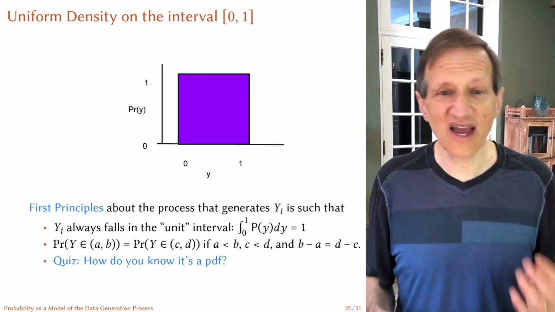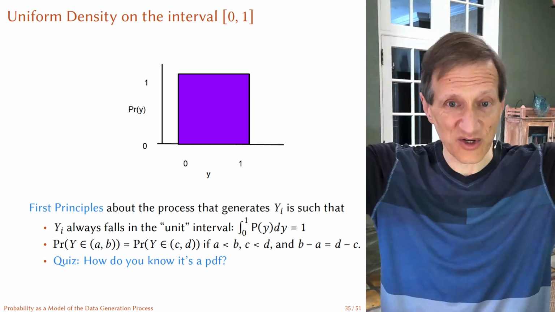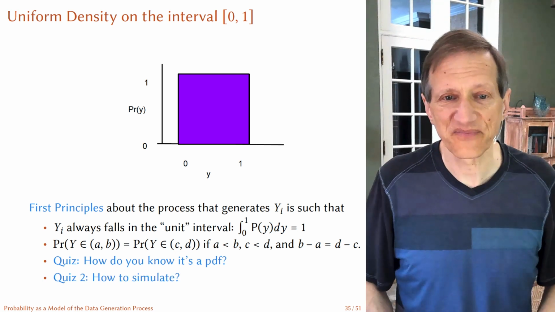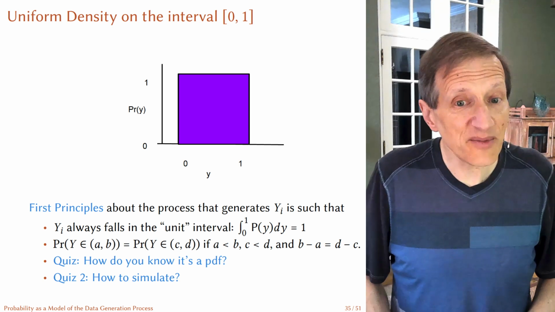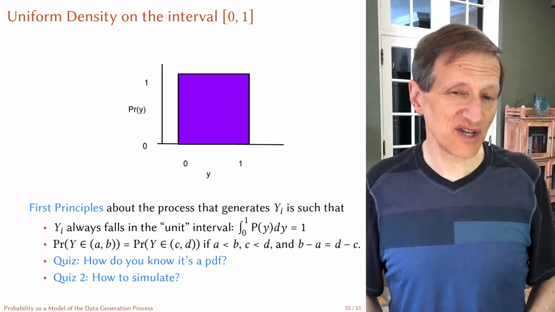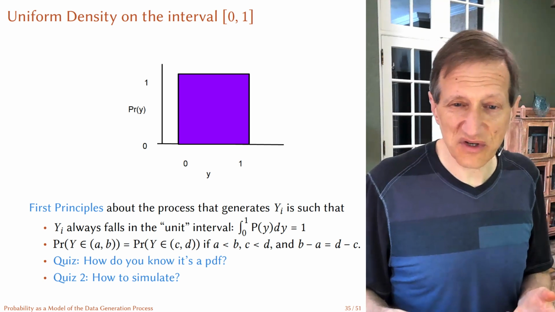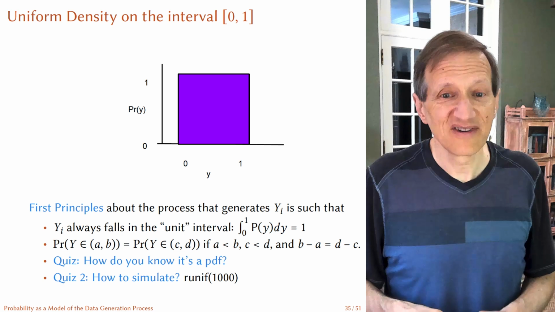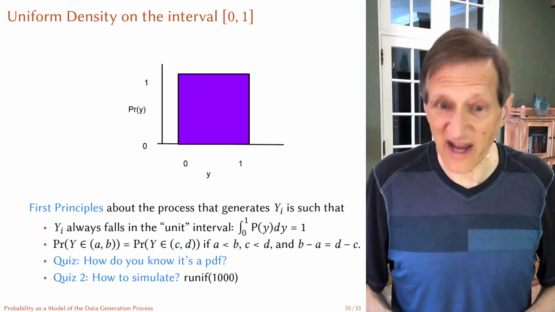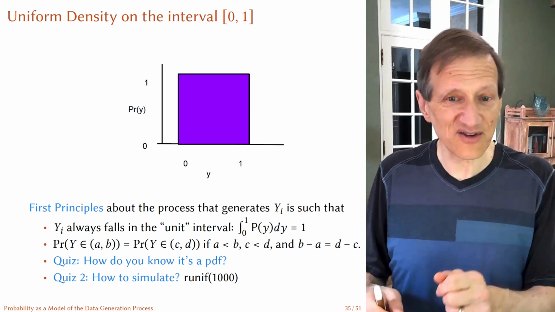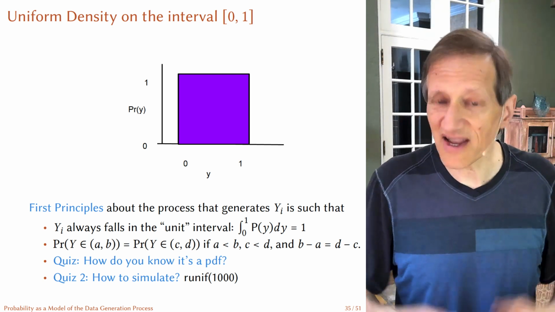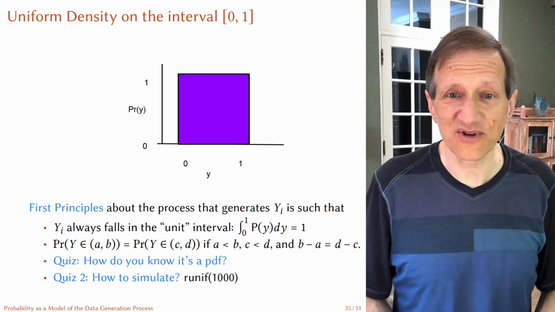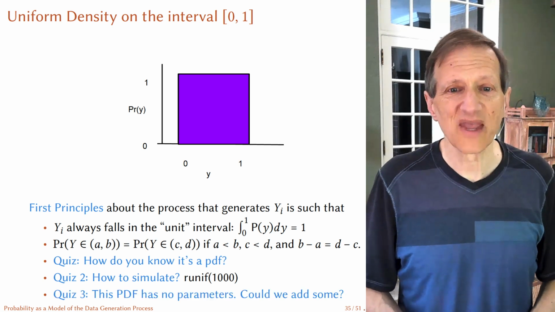How do you know it's a PDF? Again, that purple area is always above 0, and the area itself is 1. Then it's a PDF. Okay. How do you simulate from it? Right? How do you simulate from this density? Well, we need random numbers between 0 and 1. Well, in R, it's just runif, which is random uniform. And if you put 1,000 in there, you'll get 1,000 random numbers. That's it. Okay, that's how I want you to know. And we'll talk about how R produces those random numbers in a little bit.